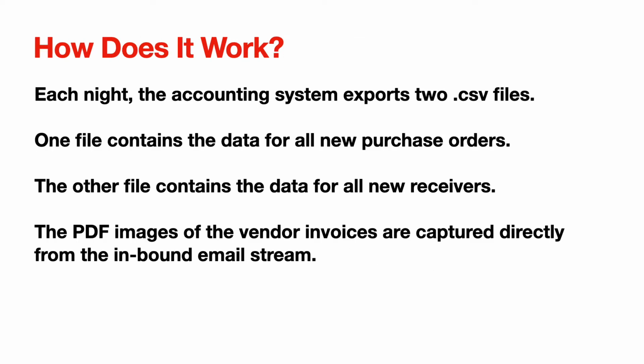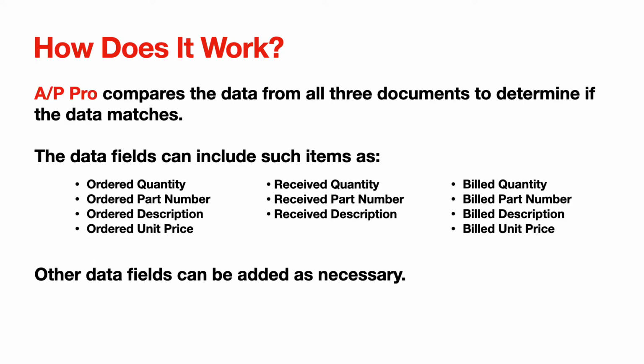Each night, the accounting system exports two CSV files. One file contains the data for all new purchase orders, and the other file contains the data for all new receivers. The PDF images of the new vendor invoices are captured directly from the inbound email stream. AP Pro compares the data from all three documents to determine if the data matches.